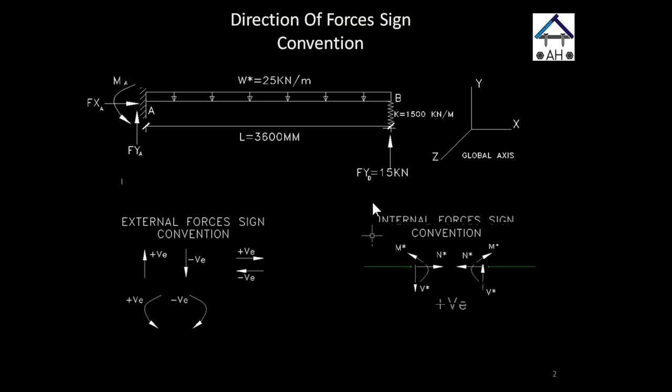For internal beam forces, so when we cut the beam, there's also a sign convention for that. I will take compression at the top of the beam, shear force down, and tension outwards to be my positive to the left side, and of course equal and opposite forces to the right side of the cut.